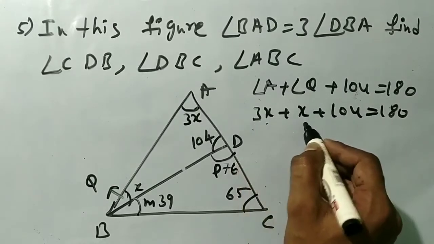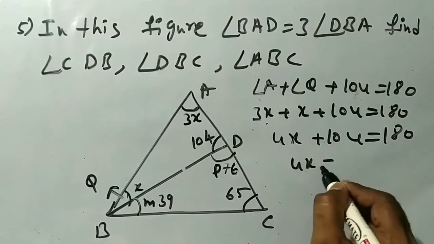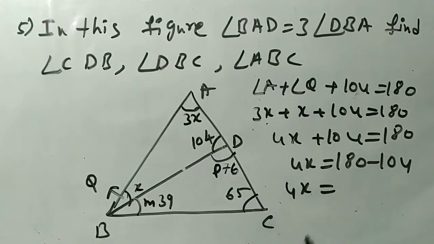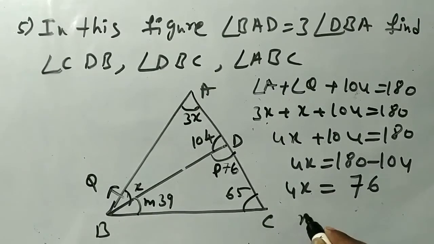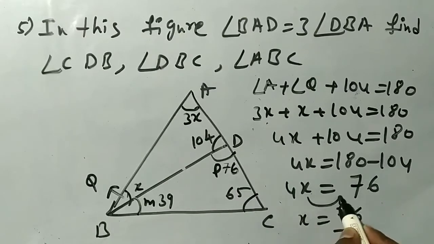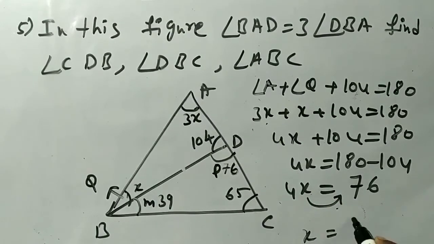So 3x plus x is equal to 4x. 4x plus 104 is equal to 180. Then 4x is equal to 180 minus 104, so 4x is equal to 76. Then x is equal to 76 by 4. Here 4 is multiplying with x, and when it goes to the opposite side, it becomes division. So x is equal to 76 by 4, which is 19.